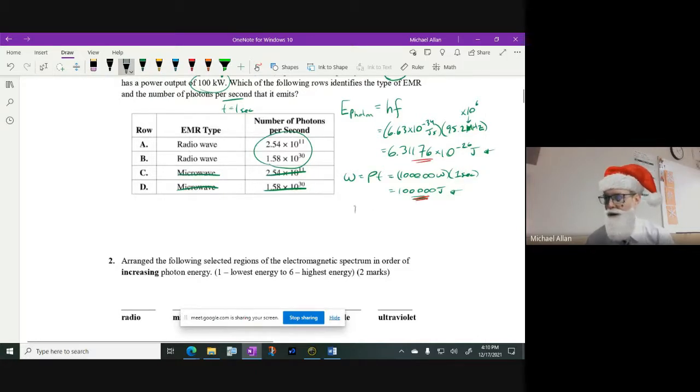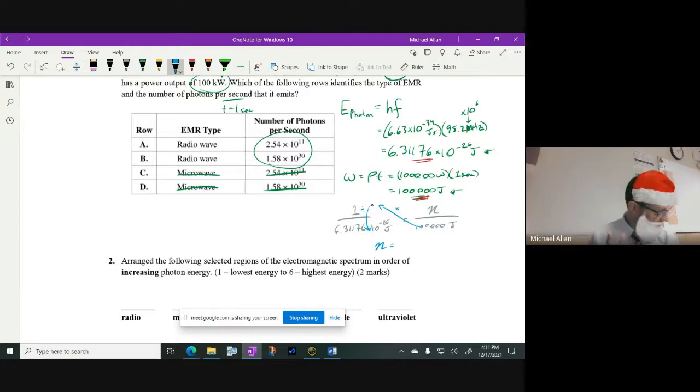I'm going to say that one photon, that's this top number here, 6.11, corresponds to this number of joules. How many photons correspond to the 100,000 joules that we're trying to reach here? So we're just going to cross multiply and divide, and we're going to get a really big n value, of 1.58 times 10 to the 30 photons. Looking at this, that's the answer right there, so it must be B.